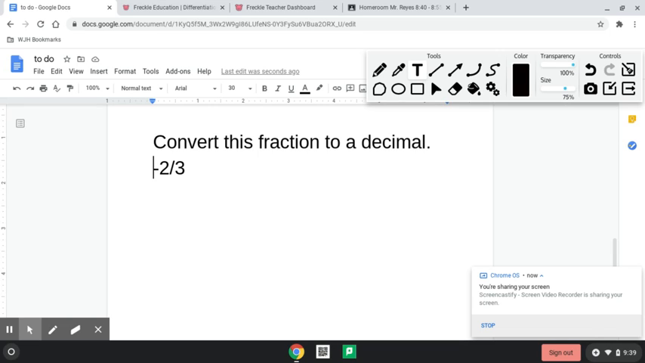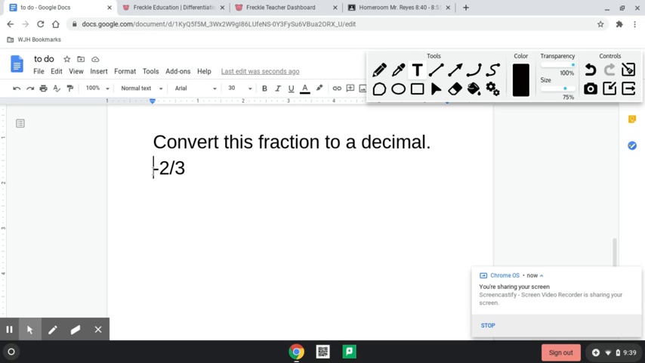Convert this fraction to a decimal, -2/3. Now the first thing you might notice is that there's a negative. We basically don't have to worry about that when we're converting a fraction to a decimal. We just know the answer is going to be negative. So we can kind of ignore it for the time being.